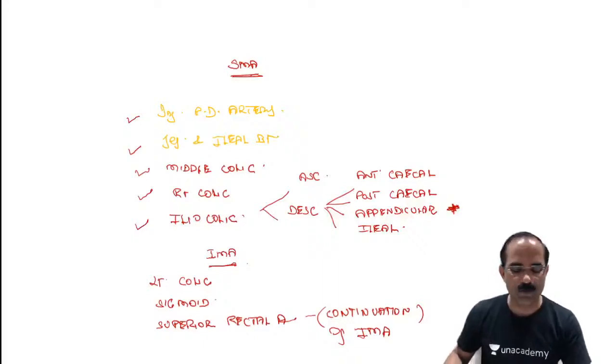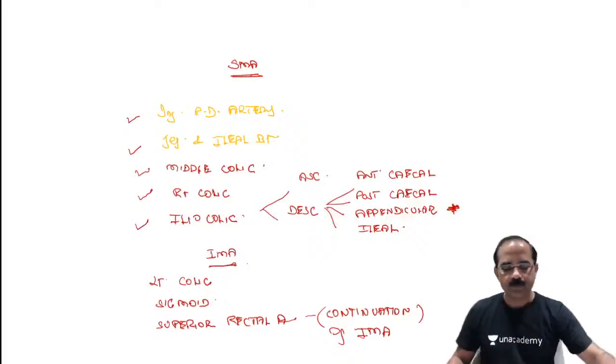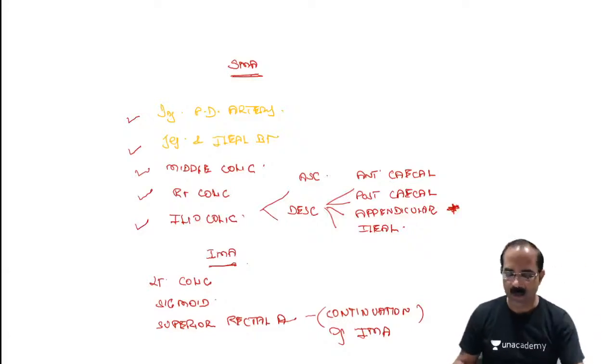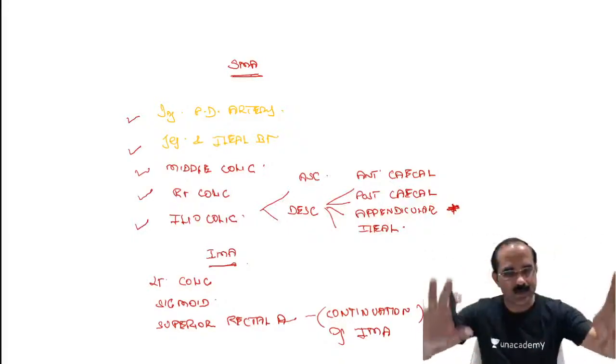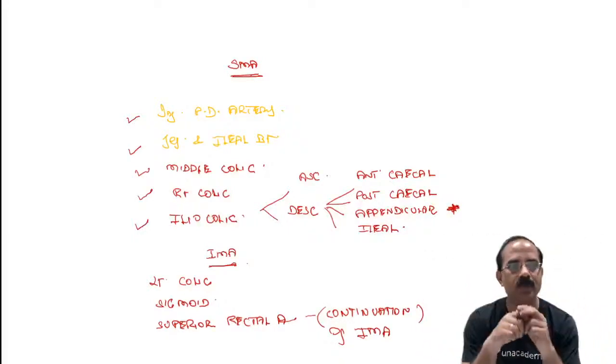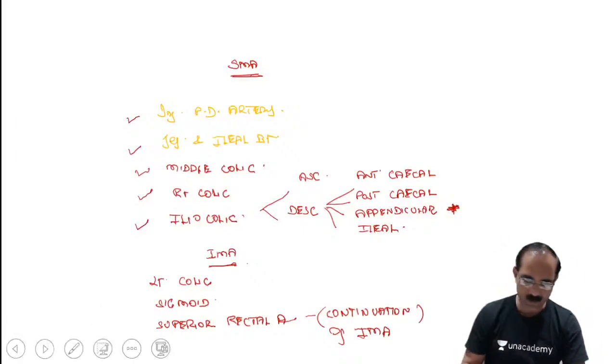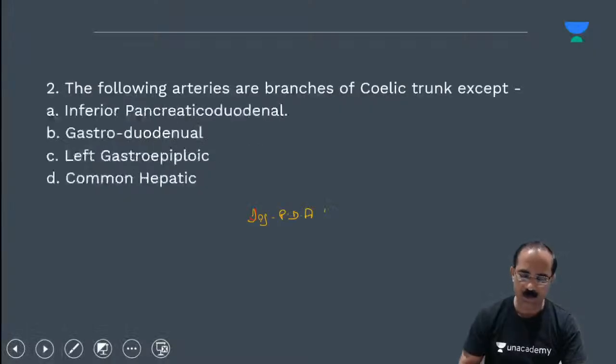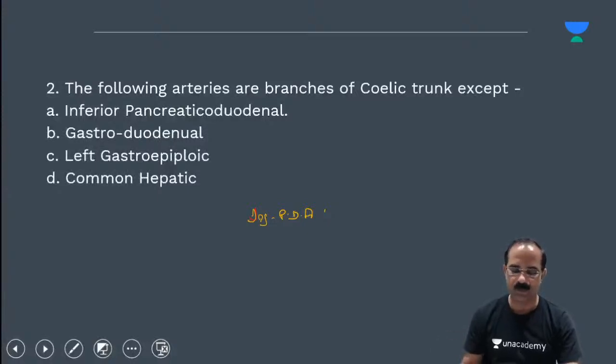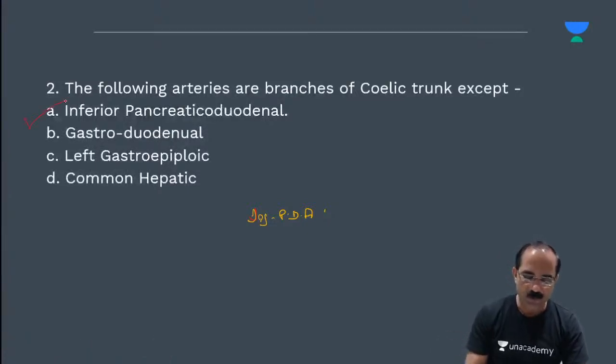I'll put a black pen for you. Fine. Clear to all of you? So inferior mesenteric gives left colic, the sigmoid branches, and it continues as the superior rectal artery. So we finished the branches of the entire GIT, the celiac trunk, the superior mesenteric, and the inferior mesenteric arteries. Clear to all of you? Fine. That's it. So answer is A for this.